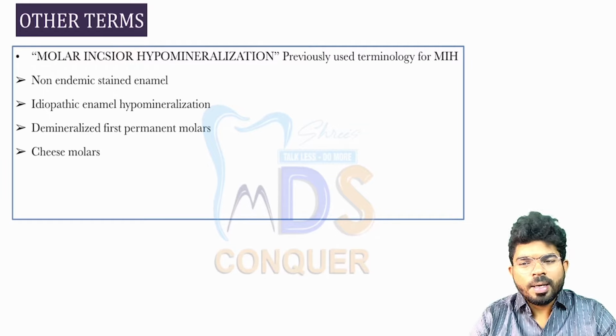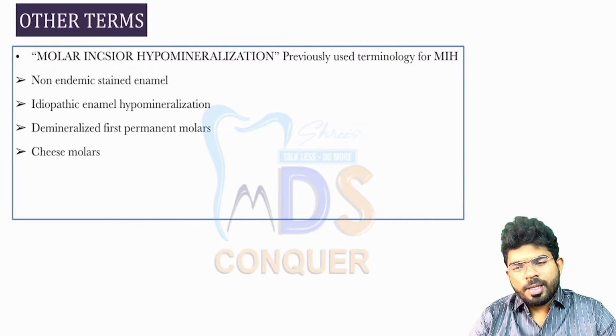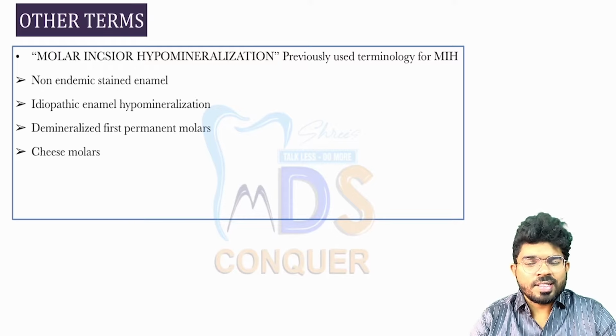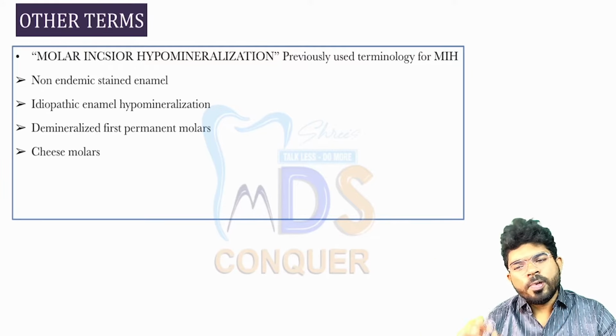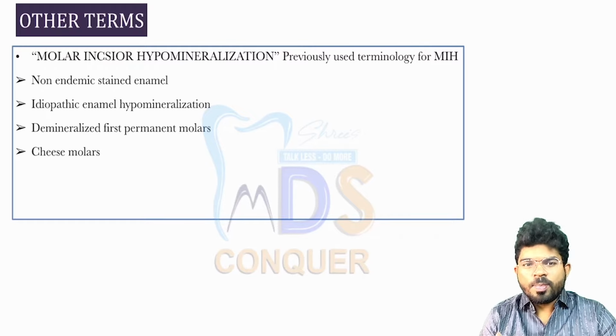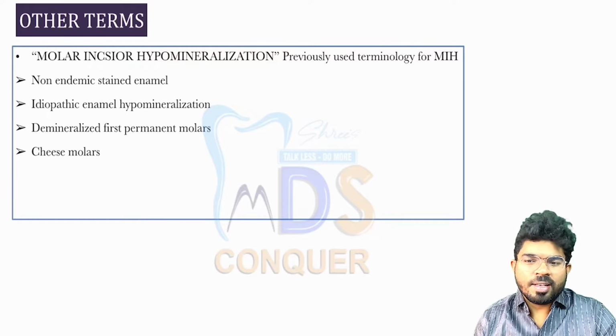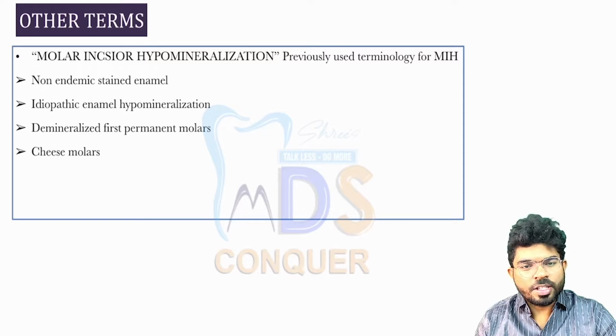Moon's molars, mulberry molars, or Fournier's molars are the molars seen in the case of congenital syphilis. So congenital syphilis has Moon's molars, mulberry molars, or Fournier's molars, whereas cheesy molars is the term that is very specifically given to MIH.